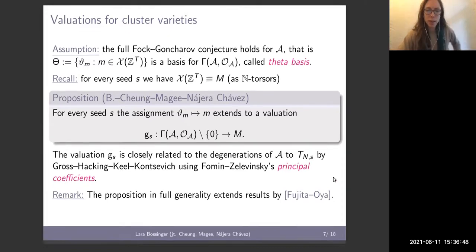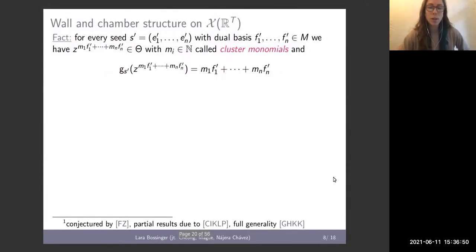Okay, I think this was my last slide on the non-compact guy. Oh no, wait, I'm still going to tell you about the wall and chamber structure on the tropical real points of an X variety.